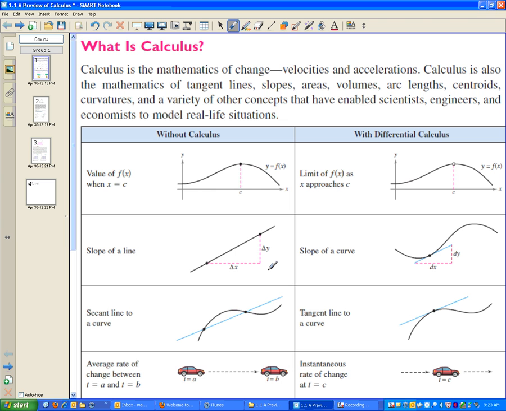And arc lengths, centroids, and curvatures are a little more advanced than what we're going to be doing. And a variety of other concepts that have enabled scientists, engineers, and economists to model real-life situations. We always tend to think of calculus as being for engineers, and it is, but sometimes it's a little surprising to me to find out economists use it as well when they try to figure out things, and obviously other scientists will. Okay, so look at the differences here they have set up in the chart on page 43.